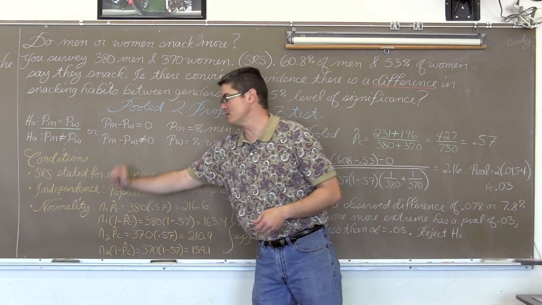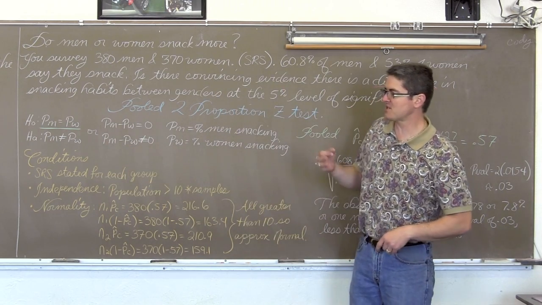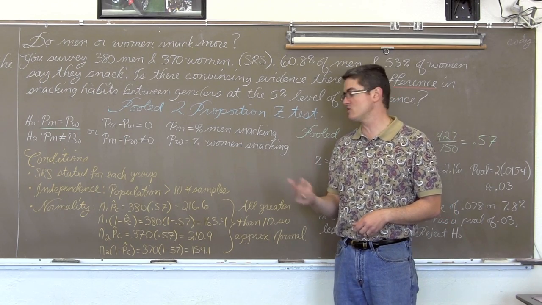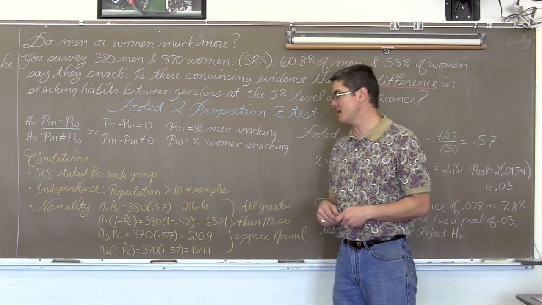So again, our conditions. Our SRS is stated for each group. Independence: the population for each, men and women, should easily be larger than 10 times the sample size.